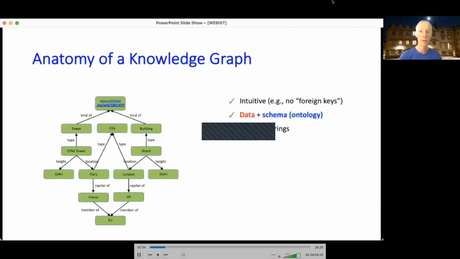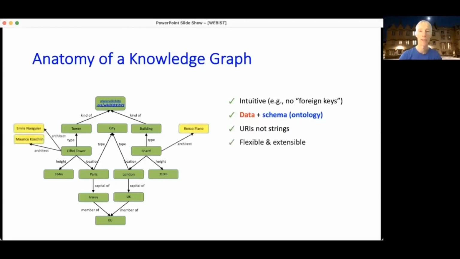Another feature of the graph data model is that it is very flexible and extensible. For example, if we decide to add information about architects, all that's required is to add the relevant additional triples to the graph. There's no need to change the table structures, and we can add arbitrarily many architects. Similarly, if the data changes, we can delete edges and entities from the graph, and the eagle-eyed amongst you may already have noticed that we need to delete at least one triple from this graph.